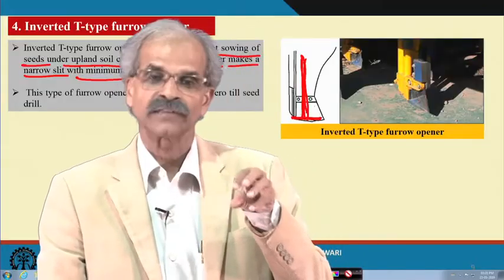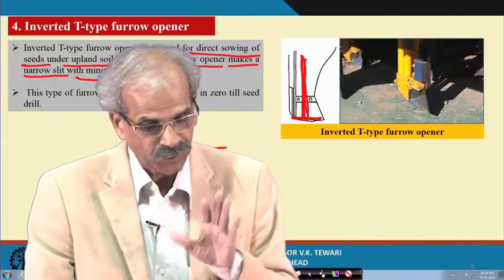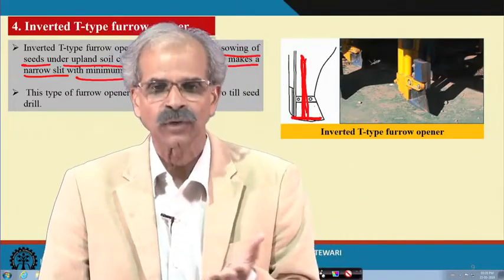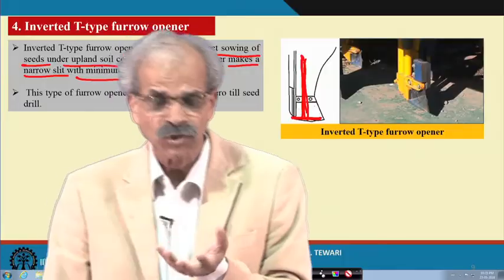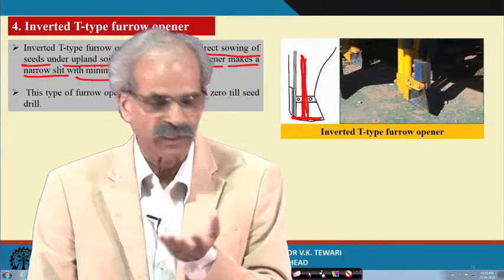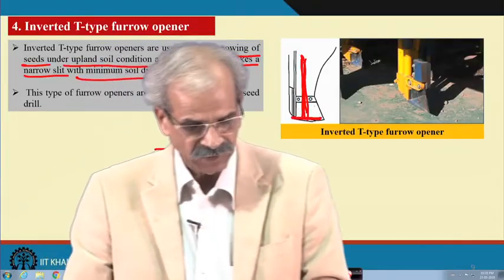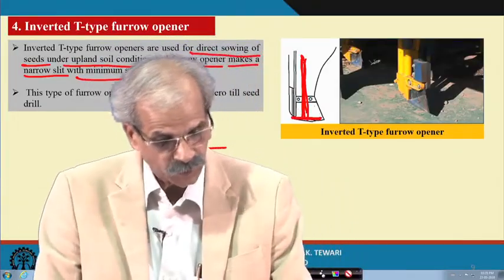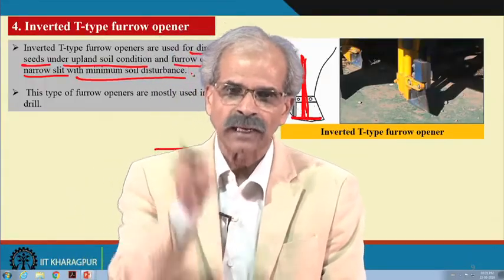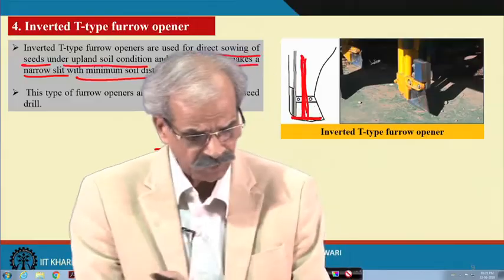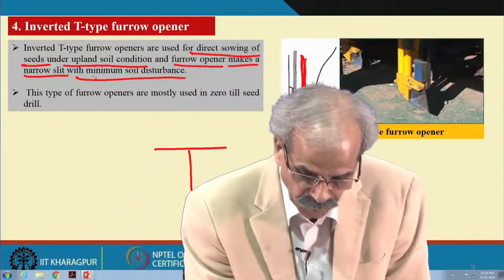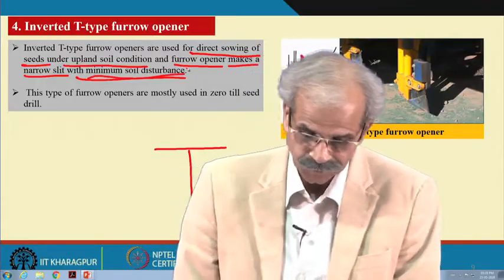This is not for trashy soil conditions, it should have a proper soil condition, upland soil condition, not lowland condition, that means not a lot of moisture, but definitely a convenient and congenial moisture condition of the soil. Then these are good to be used for direct sowing of seeds. So, you cut a narrow slit and then put the seed there without excessive disturbance of the soil. It is written here minimum soil disturbance.